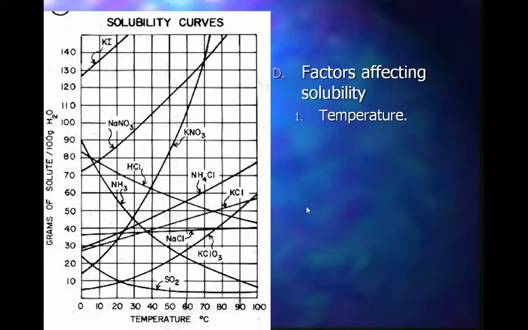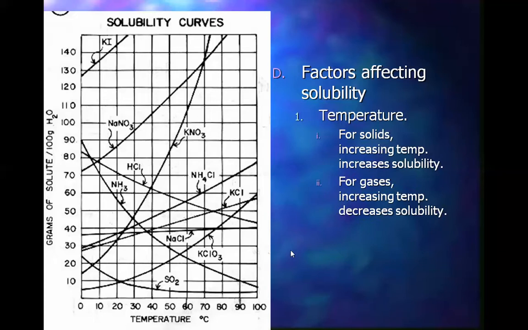What will affect this? Well, obviously temperature. So if you look at your solubility curve, temperature is a factor. You'll notice that most of these are solids, right? But HCl, NH3, SO2, what those all have in common is their slope is going down. Those are all gases. And this has real world applications.